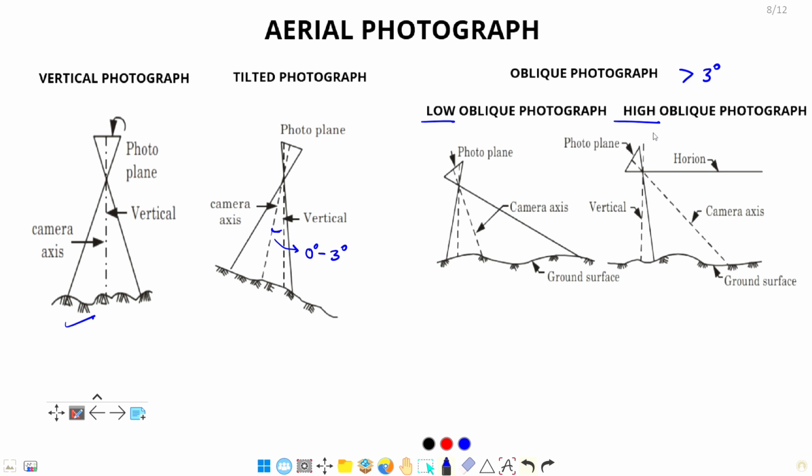In both of them tilting is more than 3 degree, but in low oblique photograph, the horizon is not visible. In high oblique photograph, the horizon is visible. What is the horizon? If you have done it, you will feel it. I am giving an example, try to feel it.